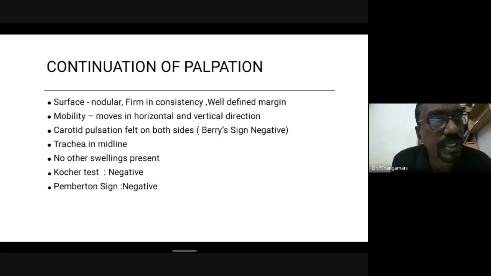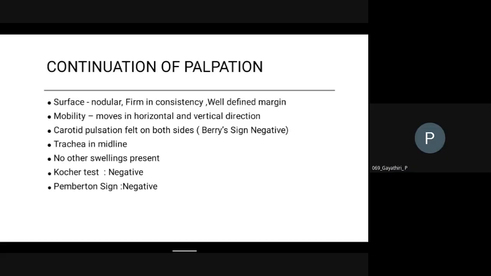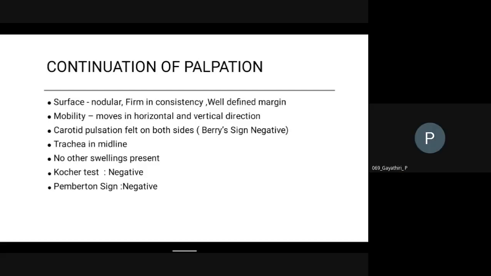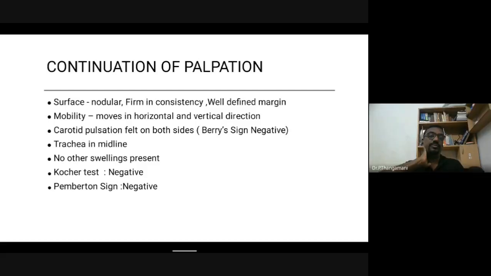Kocher's test. What is it? To rule out tracheal narrowing. The patient is asked to slightly extend the neck and take a deep breath while mild pressure is applied over the lateral lobe of the thyroid. Stridor may be present if the trachea is compressed. You keep your hand on one side and push it to the opposite side, and the patient will immediately have stridor and difficulty.